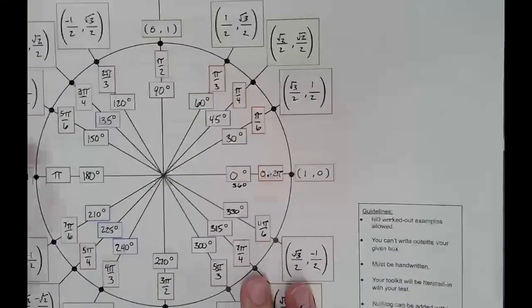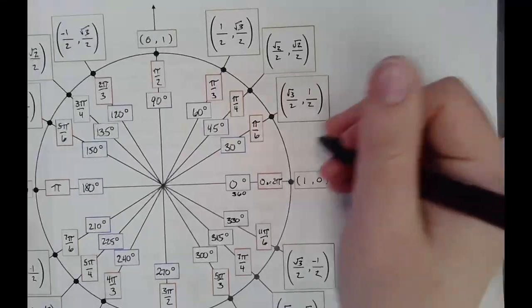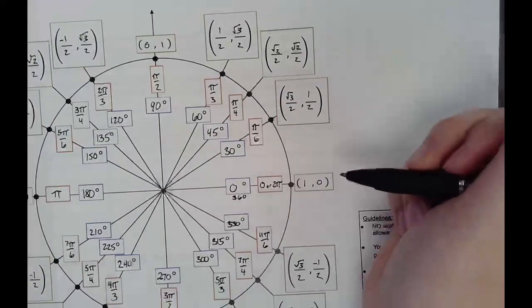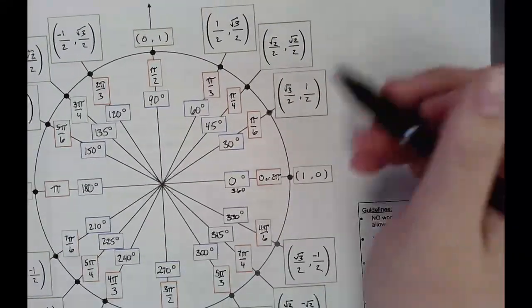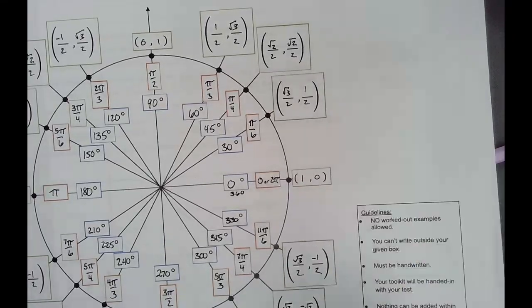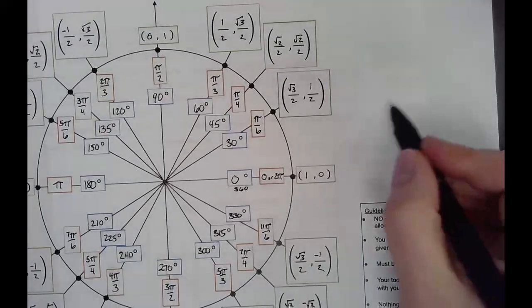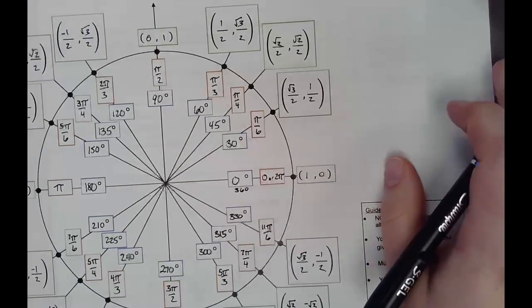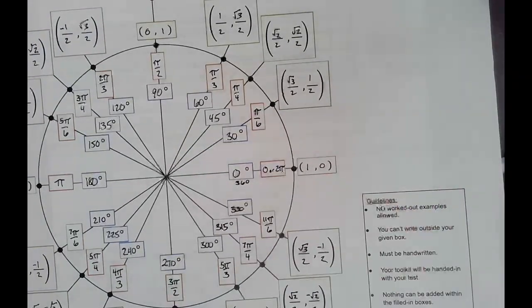I am okay if off to the side you write, if you color-coded things, like which ones are which. So blue boxes are degrees, orange boxes are radians, green boxes are coordinates, and then the x-coordinate is cosine, the y-coordinate is sine. That's fine if you want to put that off to the side here, but that would be the only thing I would expect to see off to the side on this side of the toolkit.